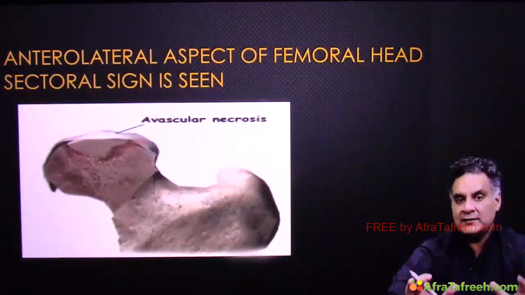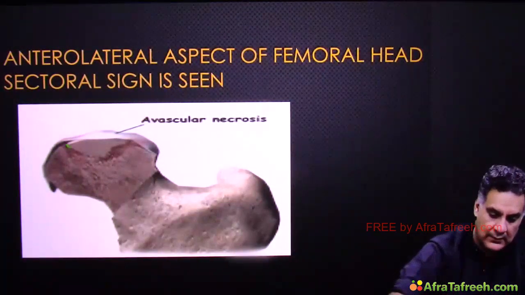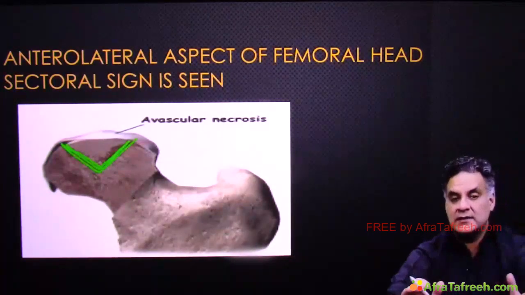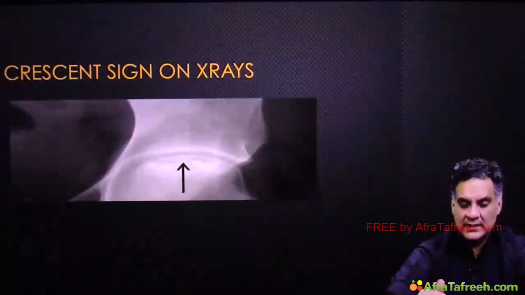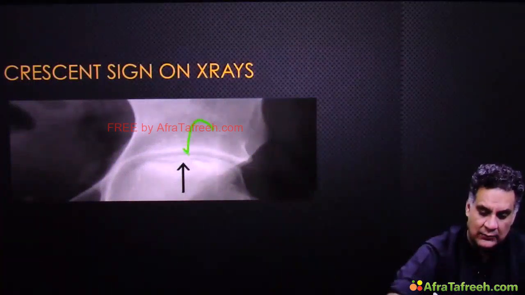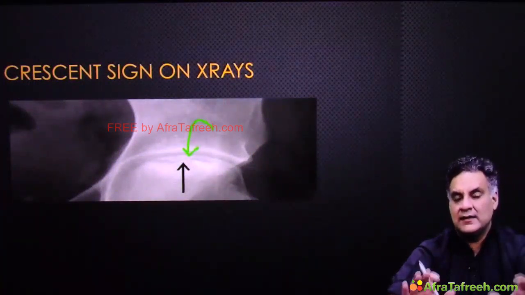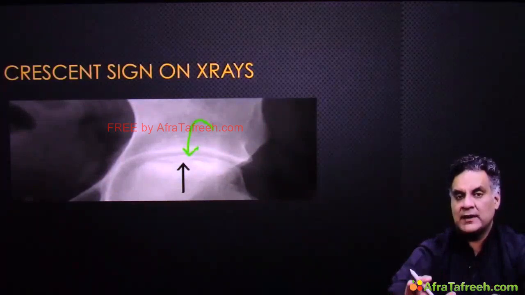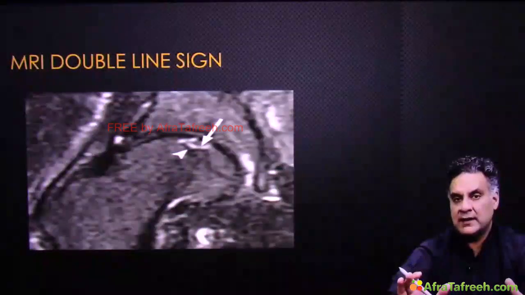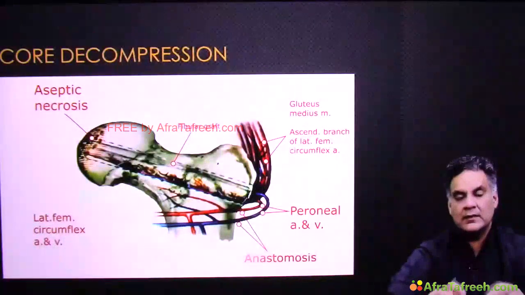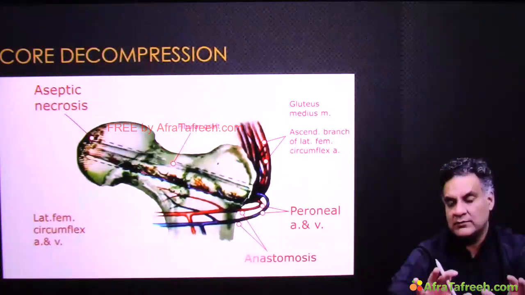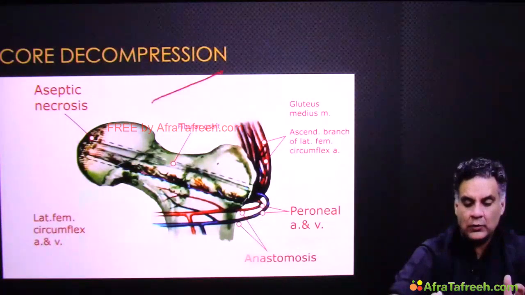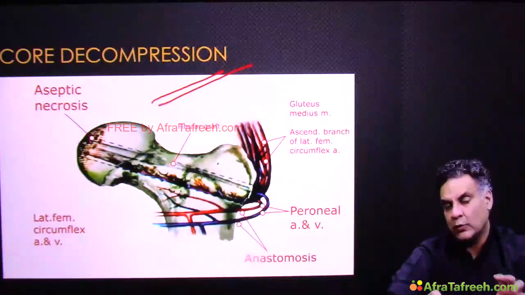It involves the anterolateral aspect of the head, and in different positions of the hip, the rotations of the hip are changing, called the sectoral sign. When you look at the X-ray in this area, you will see a crescent lucency called the crescent sign, which is a feature of avascular necrosis of the upper end of femur. There can be 2 thick bands on MRI, the classical MRI double line sign. The pressure inside the bone is high. Go inside till the head, make some holes, release the pressure, called core decompression, going till the core of the head of femur.